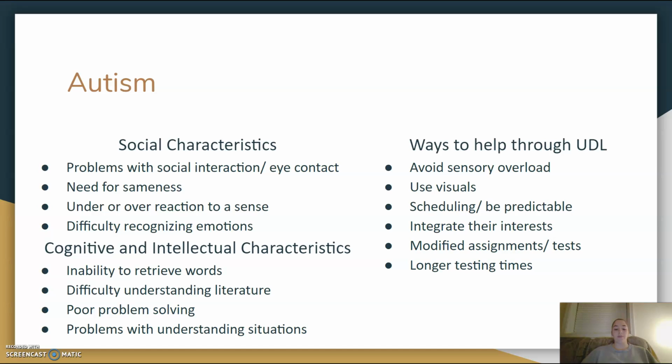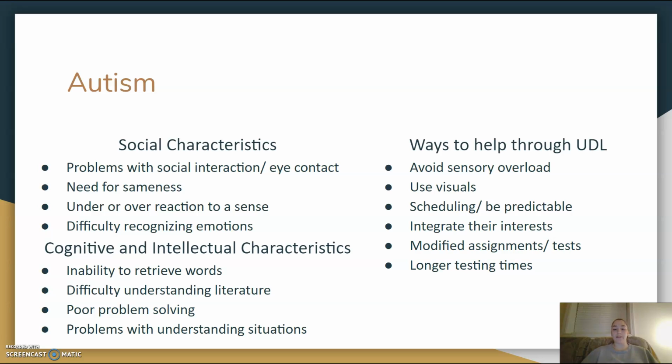Now, they might have the inability to retrieve words they've learned in the past. It might be a little difficult for them to understand literature, math, and other complex things like that. They have poor problem solving, and they might have problems with understanding situations and maybe learning new things like tying their shoes or riding a bike.